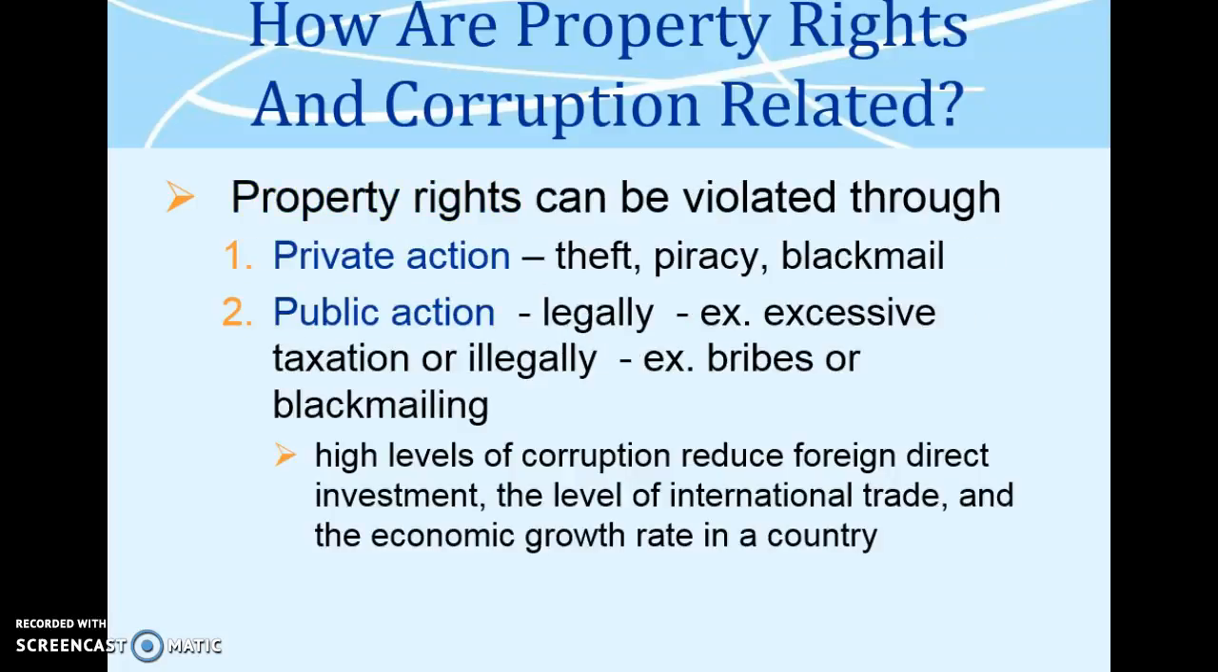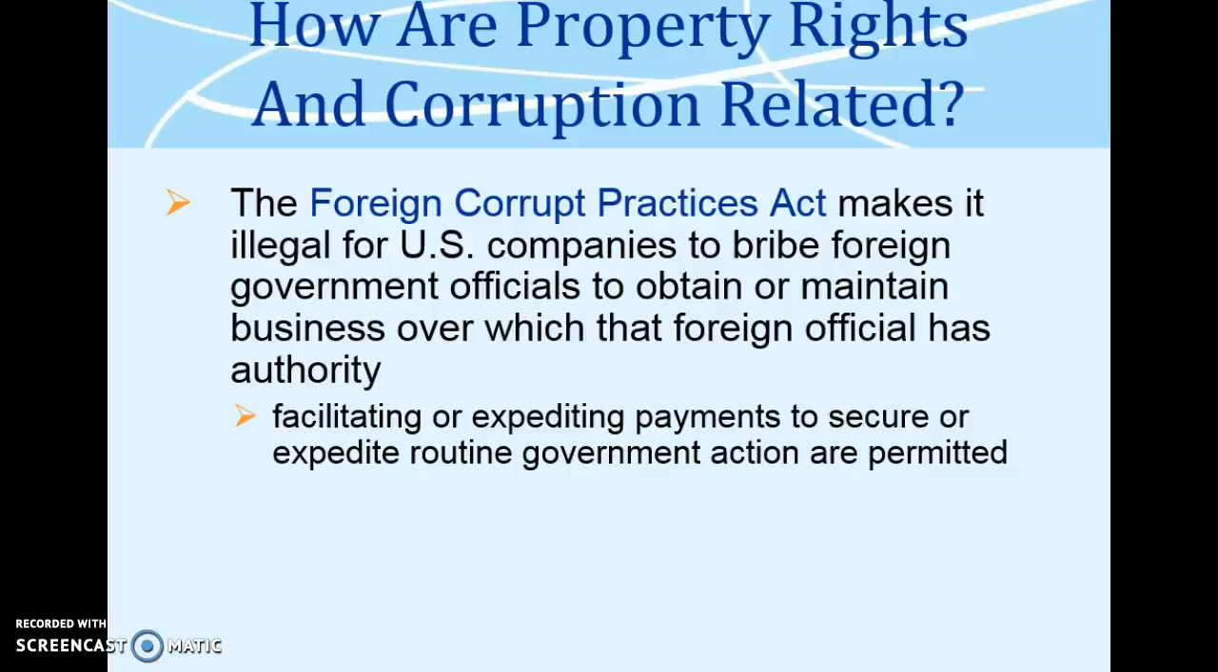Property rights can be violated through: 1. Private action: theft, piracy, blackmail. 2. Public action, legally, for example excessive taxation, or illegally, for example bribes or blackmailing. High levels of corruption reduce foreign direct investment, the level of international trade, and the economic growth rate in a country.